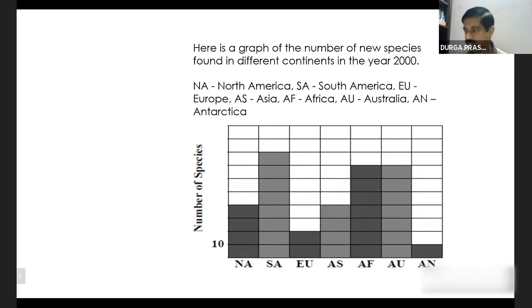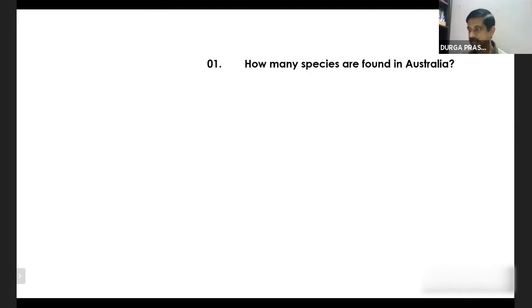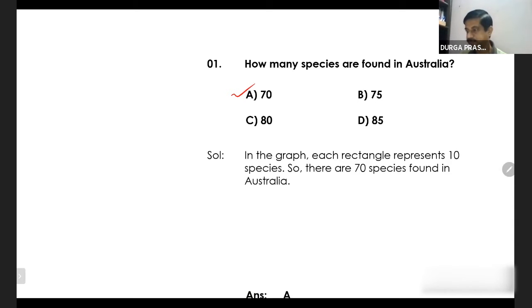So let's see now what is the question that he has asked. How many species are found in Australia? I think it is 20 if I remember correctly. Australia, no, not 20, sorry. 1, 2, 3, 4, 5, 6, 7. 70 species. So Australia, 70 species. Then next, yes, it's option A. According to the data, it is 70 species. The option is A. This is what we discussed.